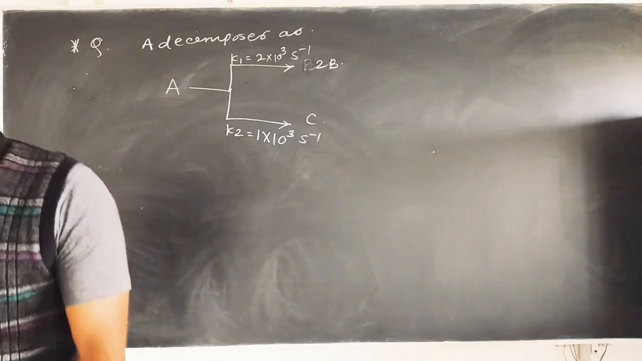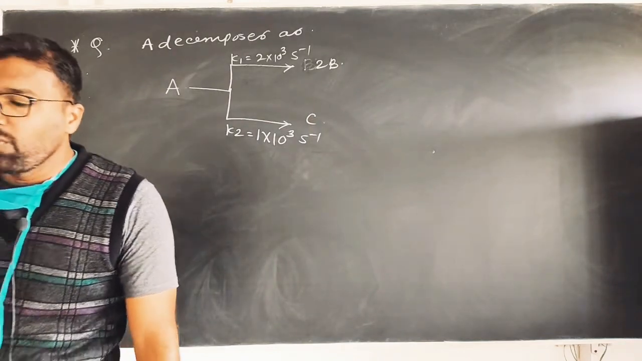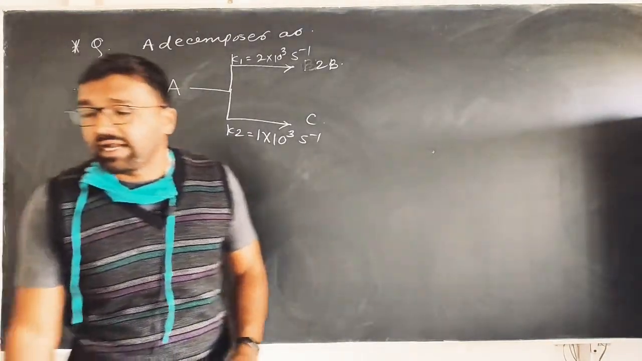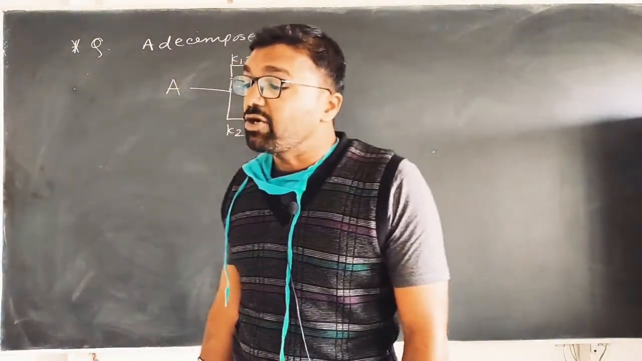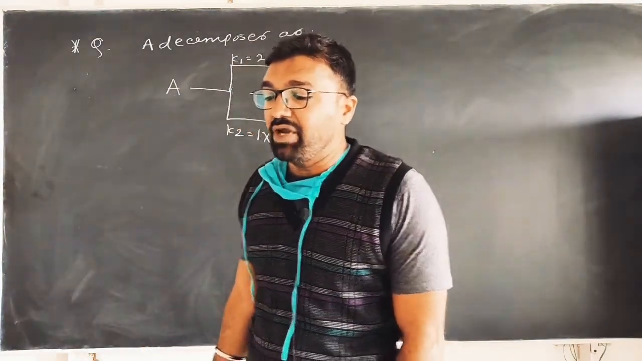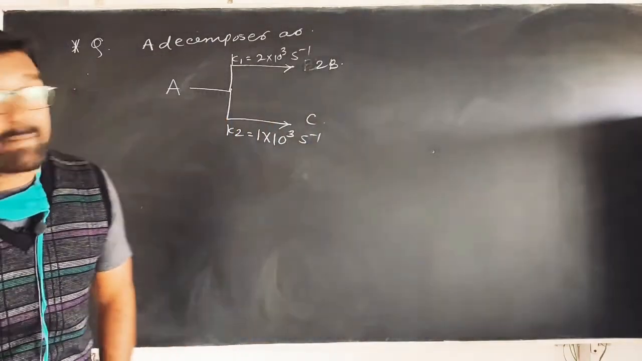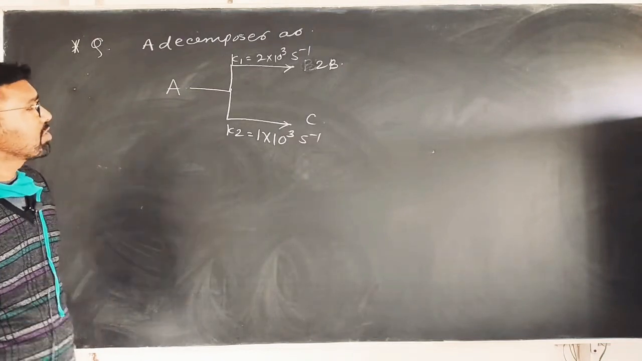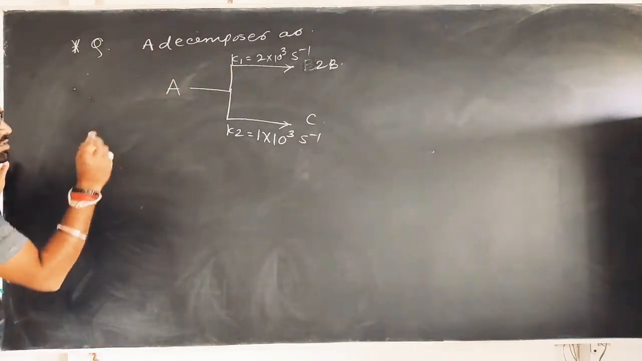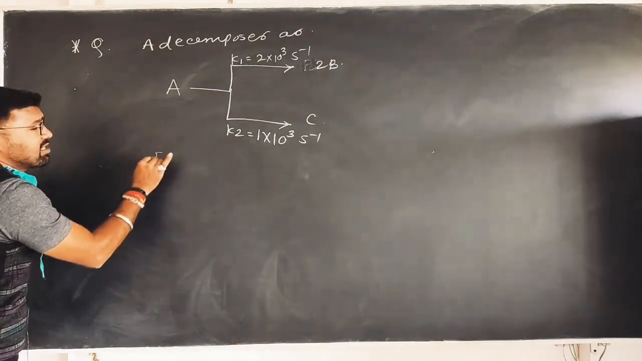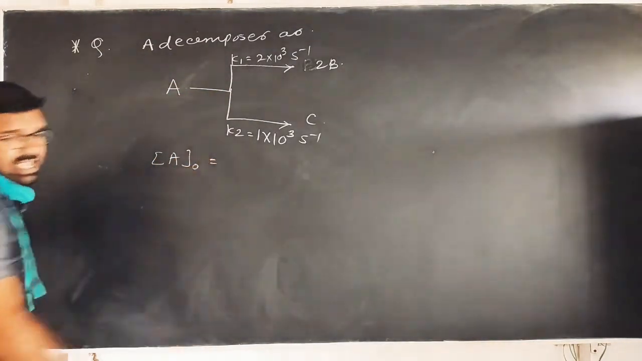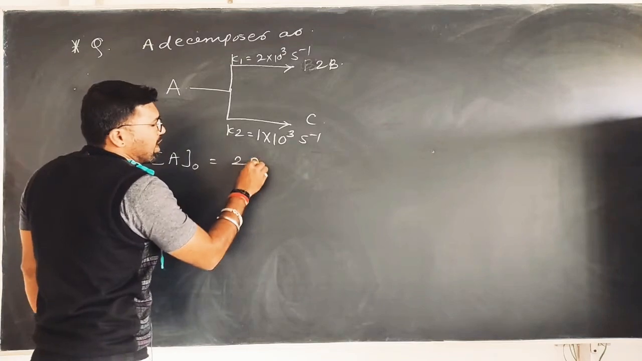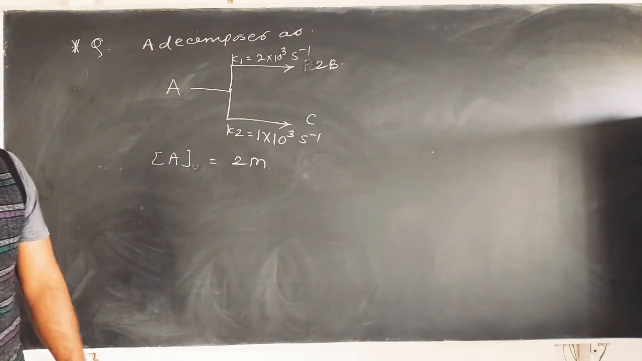The rate of appearance of B, taking 2 molar concentration of A at any time t, is what you want to find. So how do you find it? First observe the given data. One more thing is given: the initial concentration of A is equal to 2 mole.